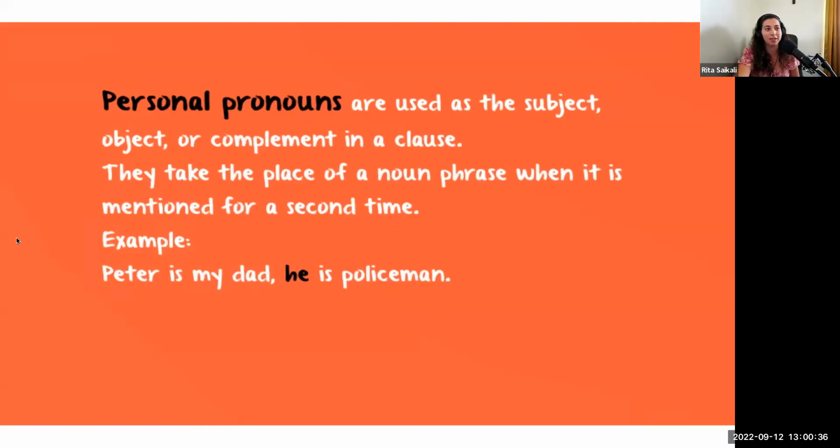Tina is very smart. She's always getting good grades. We replace Tina with she. George is very outgoing. He talks to everyone. We replace George with he. John and I walk to school together. We arrive every day at 8. Again, I replace John and I with we. Now, this is something you've definitely seen before. It's something that we always do. You may or may not have known the name. So let's continue on with our presentation.